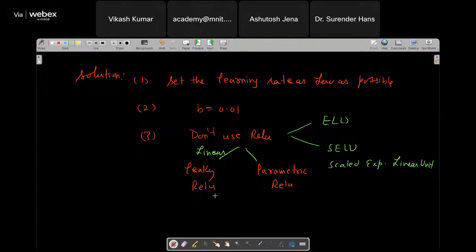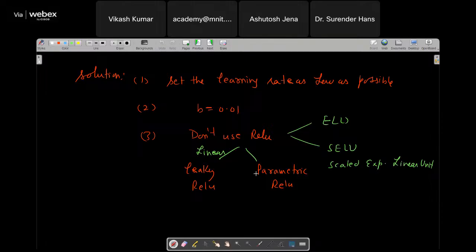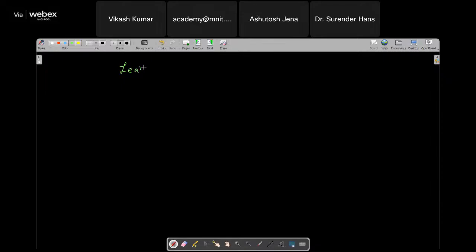Okay, so now the leaky ReLU. So the time is 7 o'clock. So there are many things to train, leaky ReLU, parametric. Okay, so now the leaky ReLU. This one is the leaky ReLU, f of x.